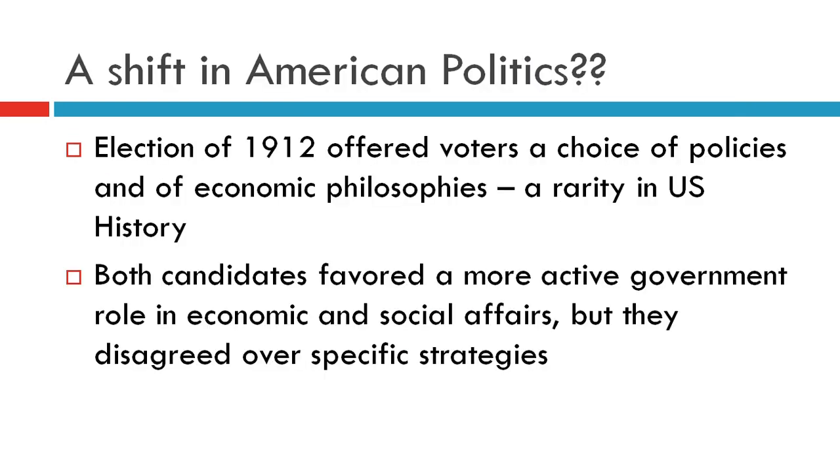The election in 1912 offered voters a choice of policies and economic philosophies, which is a rarity in U.S. history. Do you support new freedom and small business enterprise entrepreneurship? Or do you support new nationalism with government control of the trusts and social welfare? Regardless of which of those you prefer, both candidates favored a more active government role in economic and social affairs, and so that sort of sets a trend moving forward.